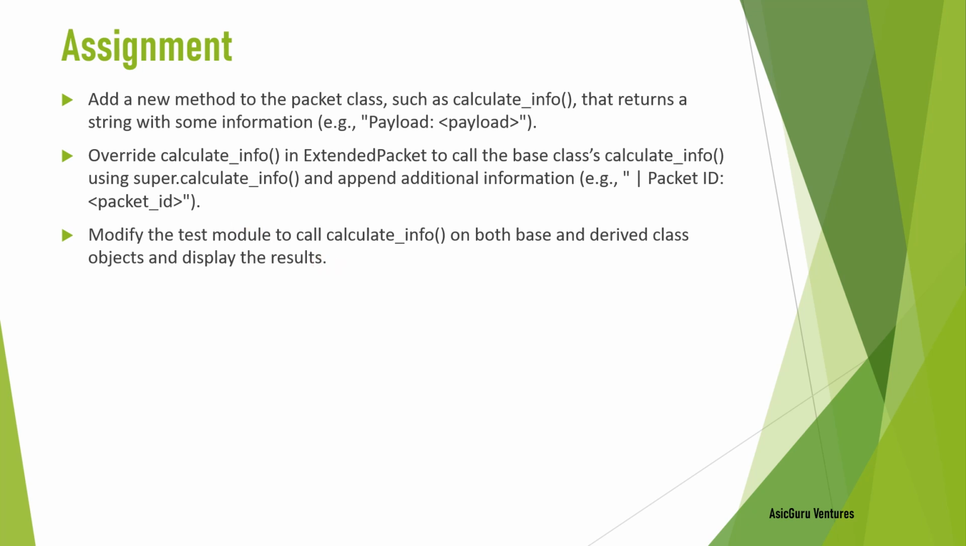Finally, modify your test bench module, create an object for the base class as well as for the derived class and call this newly written method for both and display the returned string using $display. So with this assignment, you can see how method overriding works, how we can reuse base functionality using super, and how both classes behave differently when the same method is called.